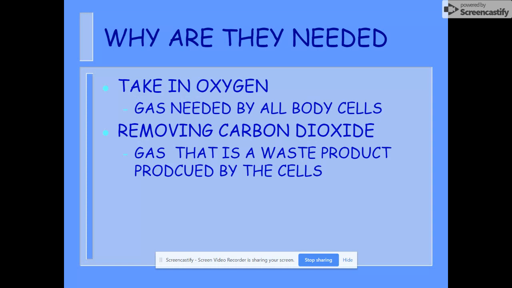So your respiratory system is needed because it's what keeps you alive. You have to breathe to be able to live. So you've got to take in the oxygen. Your gas that you take in is needed by all body cells. And it removes the carbon dioxide, and that's your gas that is a waste product produced by cells.